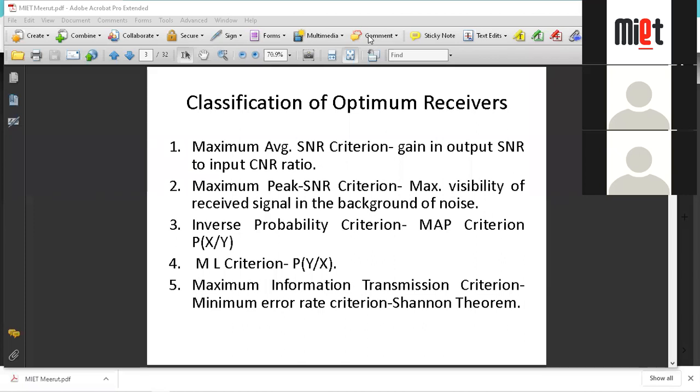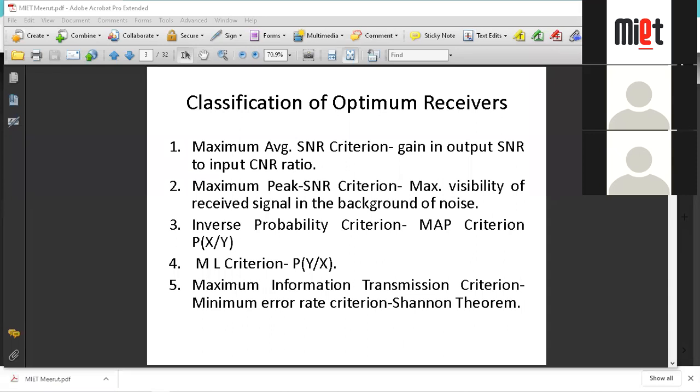The second criteria can be the maximum peak signal to noise ratio. It can be average or peak, but there will always be noise in the background. So how can we have the peak signal to noise ratio as maximum as possible, considering that there is noise in the background? This is another way of looking at the optimum receiver.